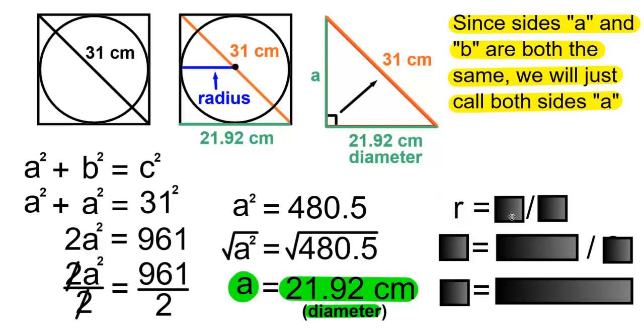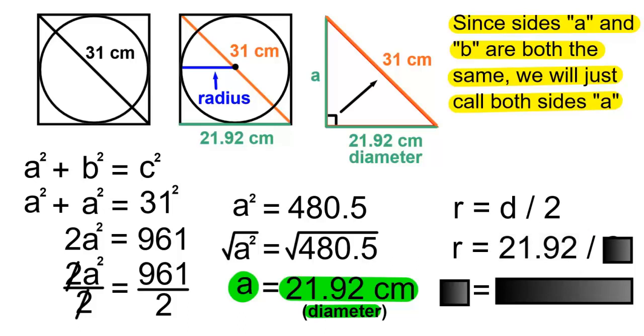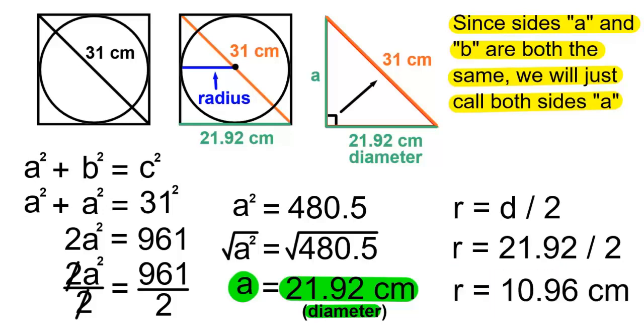So radius is equal to diameter divided by 2. Radius is equal to 21.92 divided by 2. So the radius will be 10.96 centimeters.